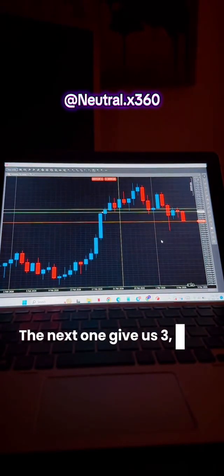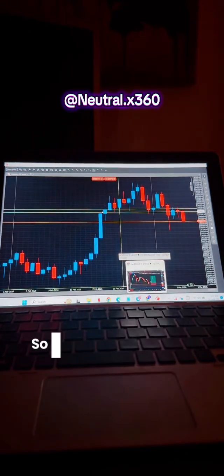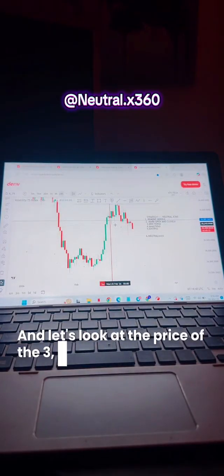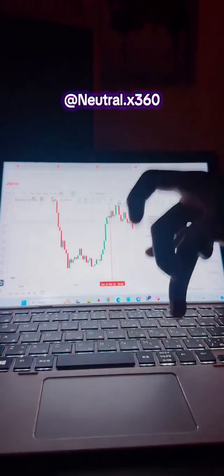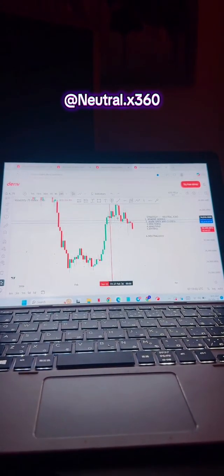The next one gives us 33666. So let's go back into 33666 and look for the price at 33666. You see one beautiful thing: it's very close. Are you seeing this now? So now we've gotten the area already.